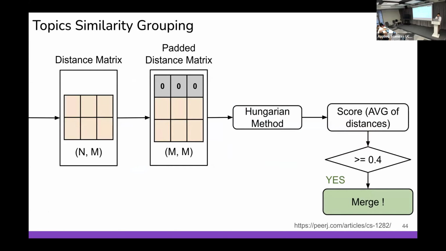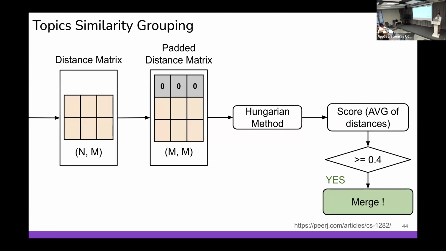If topics differ in amount of words, then we need to also apply padding in order to make the matrix square. After that, we are applying the Hungarian method. The Hungarian method here tries to find the best matches between words based on their similarity. And finally, we will have a score average, something like the average score of the similarity.